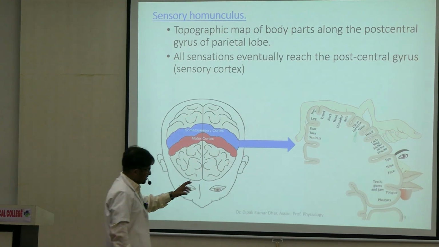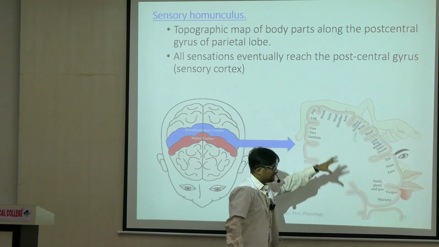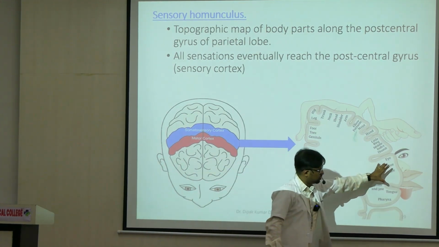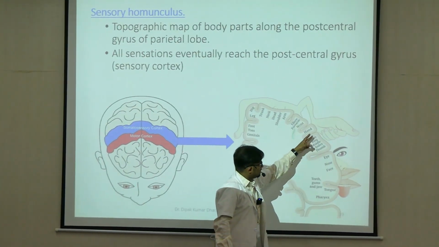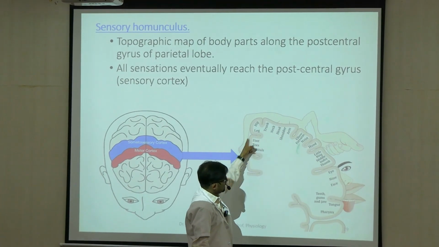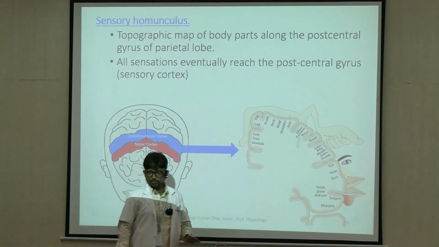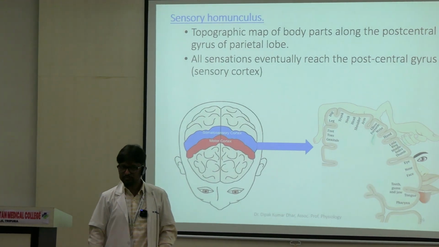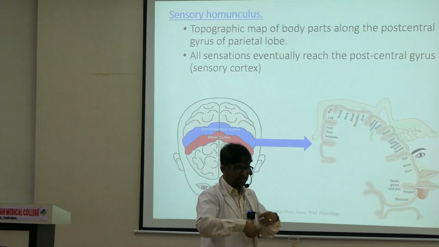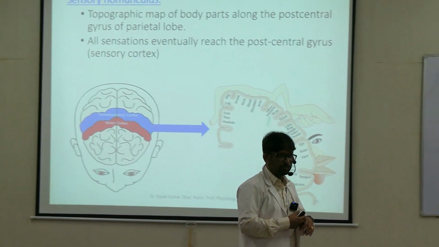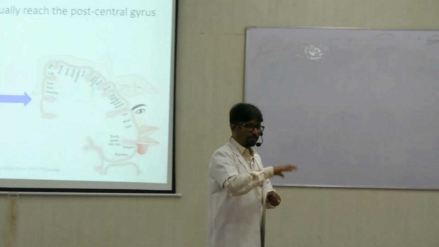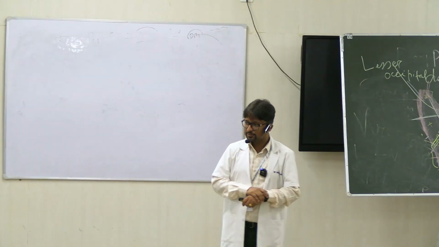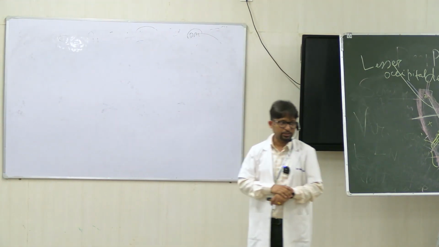And you also see that it does not look like an actual human being, right? You see the face is disproportionately large, the hands and fingers are larger, but the limbs are small. Why is it so? Why do you think it is like that? So the greater the tactile sensitivity or acuity, the more cutaneous nerve supply there is, so that part has a greater representation in the cortex.